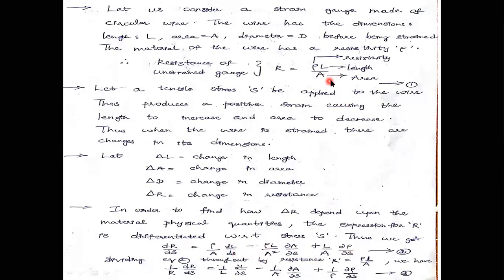And next term is rho term. And these two terms will become constant. L by A will become constant. Then dou rho by dou S.